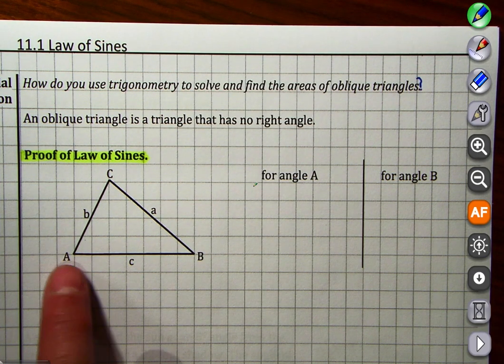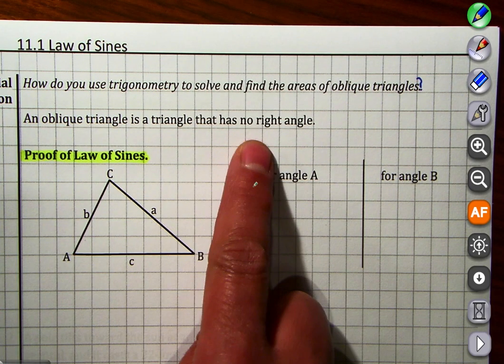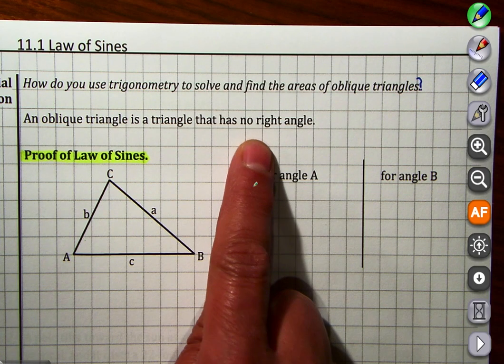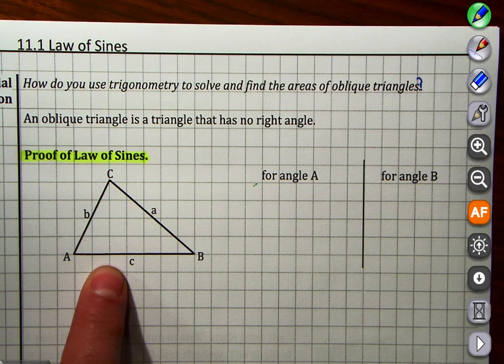So we have triangle ABC. ABC is an oblique triangle because it has no right angle. So A, B, and C, neither of those three are right angles. Therefore, since it's not a right triangle, we cannot use SOHCAHTOA. So all of the previous tricks that we have learned cannot be used here. SOHCAHTOA and the Pythagorean theorem cannot be used here.